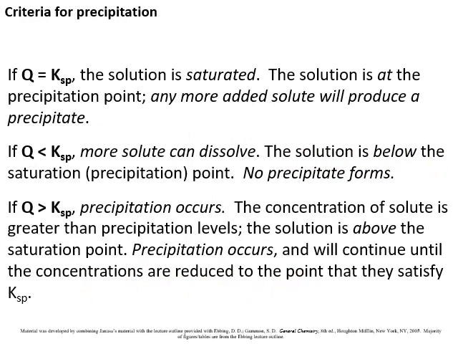So if Q equals Ksp, the solution is saturated. The solution is at the precipitation point. Any more added solute will produce a precipitate. If Q is less than Ksp, more solute can dissolve. And if Q is greater than Ksp, then we get precipitation.